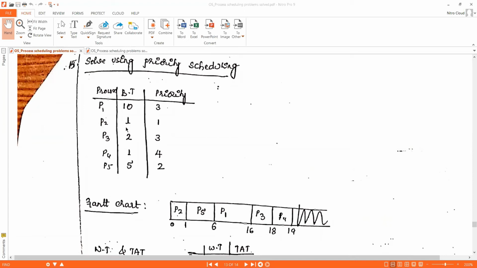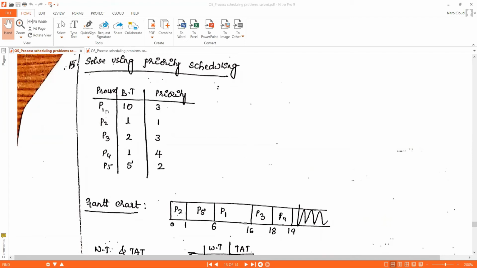What is the burst time for process 2? It is 1 millisecond. The CPU will execute process 2 for 1 millisecond. At 1 millisecond, the CPU completes the execution of process 2. Again the CPU becomes free.